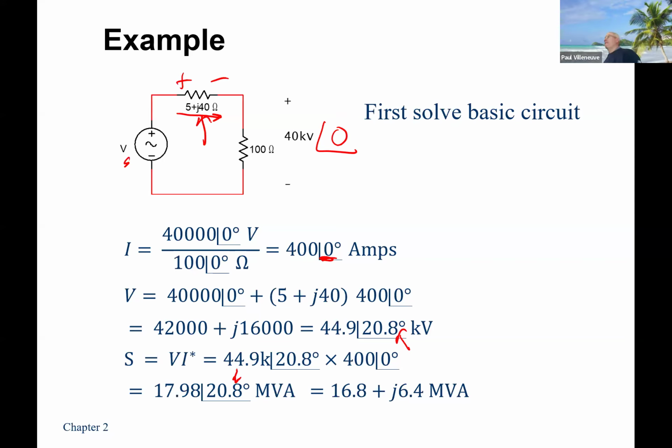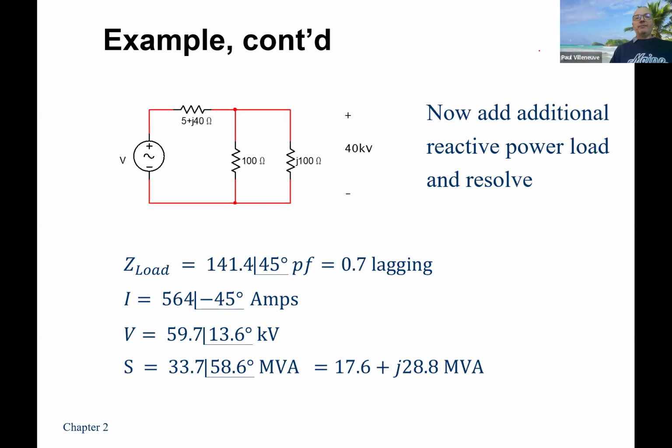Because of the j40, that transmission line is requiring reactive power for this system to work. So my power triangle for my load is this. For the whole system is this. So I have to put some reactive power out on the system to be able to make this work. And that's exactly how it works in the real world too. You have to put power out.